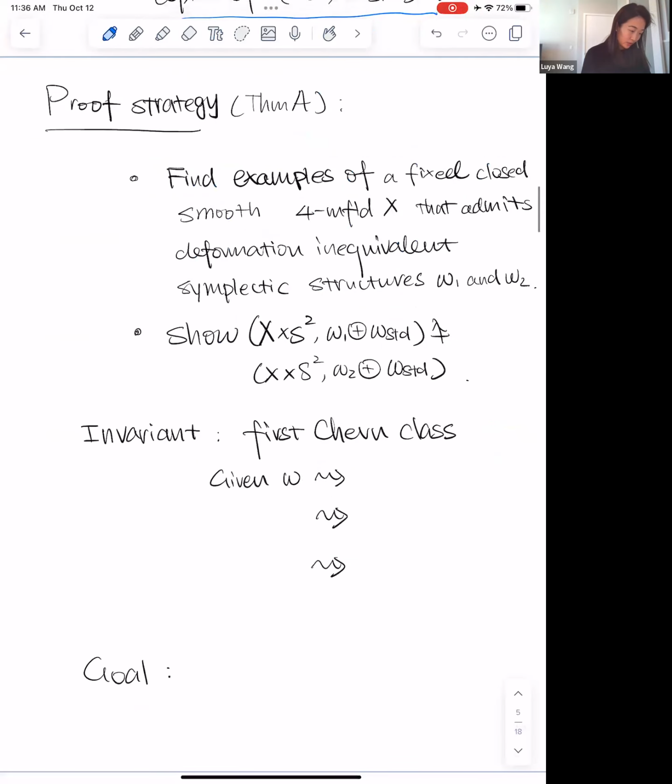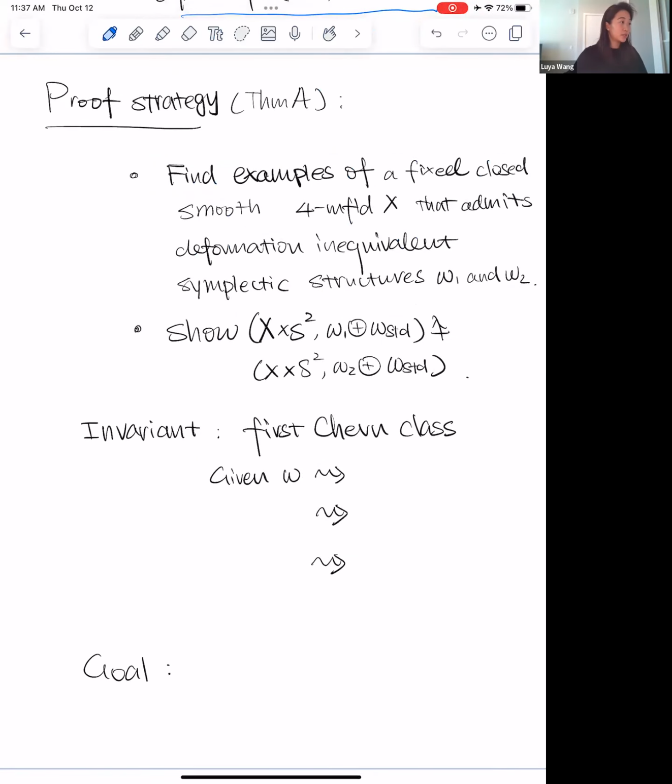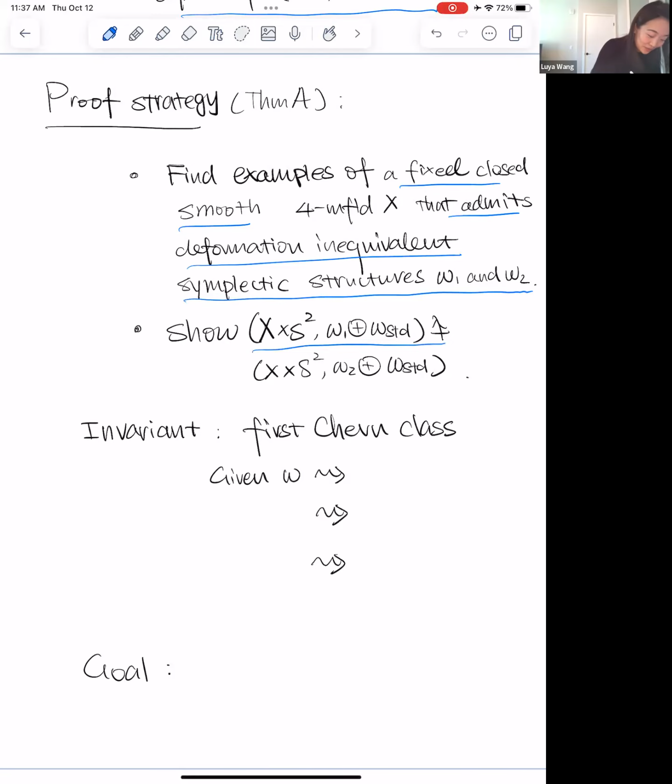Okay, so let me tell you a bit about the strategy. This is the most natural strategy you can think of. You just first find examples of a fixed smooth manifold that admits different deformation inequivalent symplectic structures. Then you show when you stabilize, like this is the stabilization construction that I keep referring to, that you direct sum with the standard symplectic form, that they are still non-deformation equivalent.